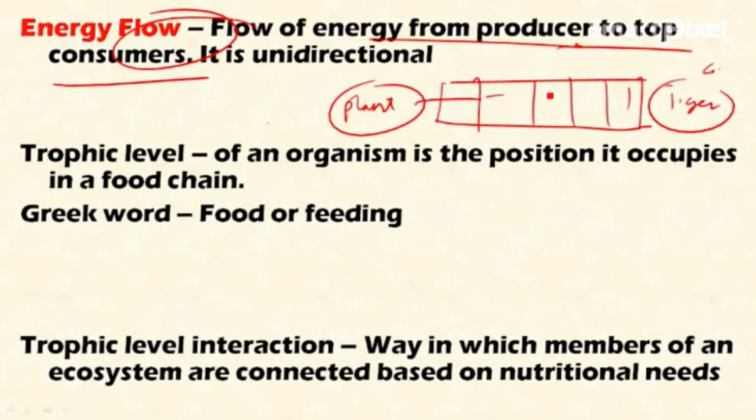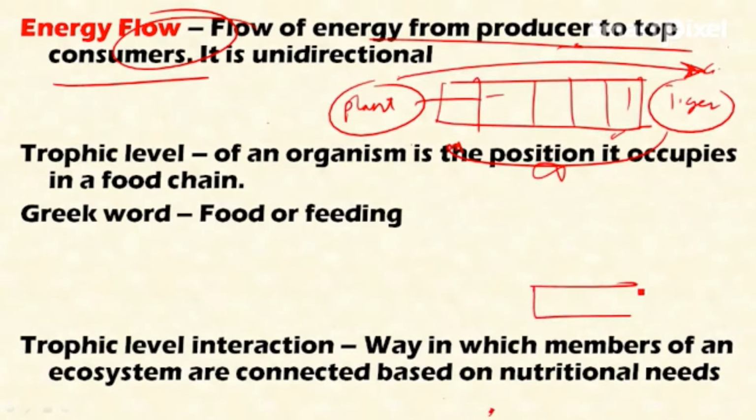So this is the flow of energy from producer to the top consumer, and this flow of energy is always unidirectional. It always flows from the primary producer, the plant, to the top consumer, not in the reverse direction. It always flows from the primary producer to the higher trophic level. So what is a trophic level? The trophic level of an organism is the position it occupies in a food chain.